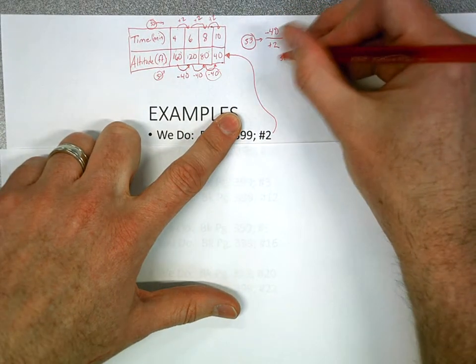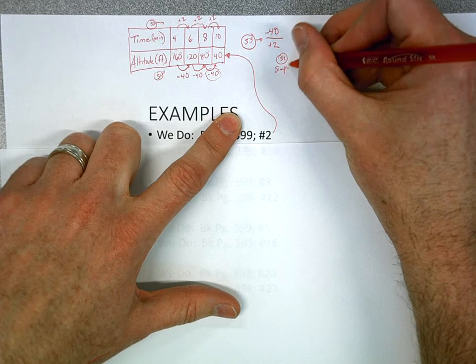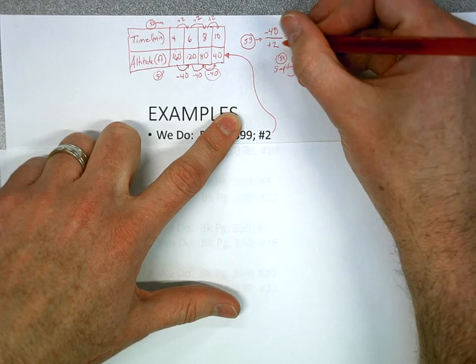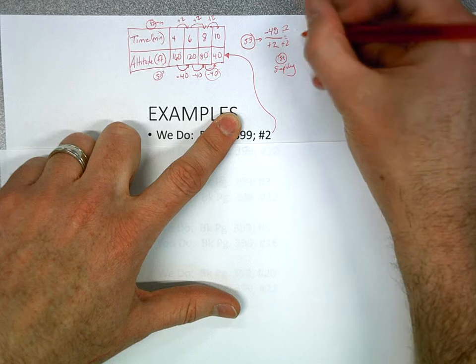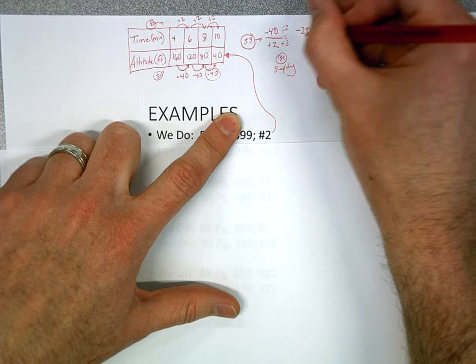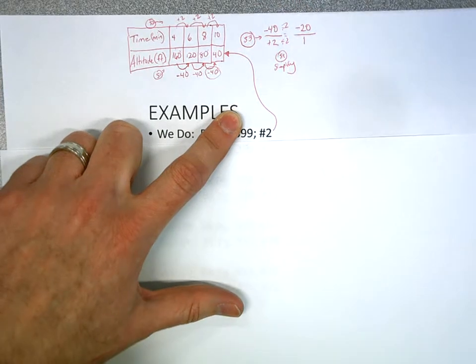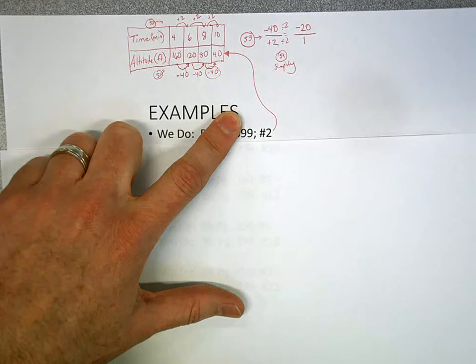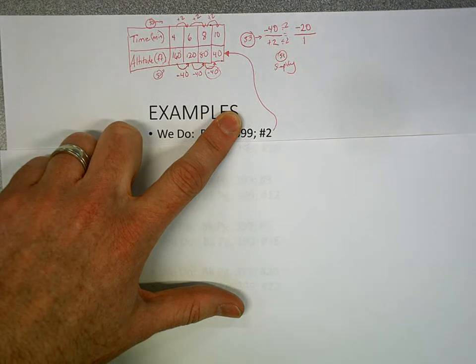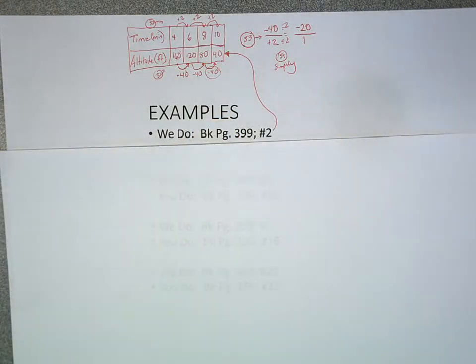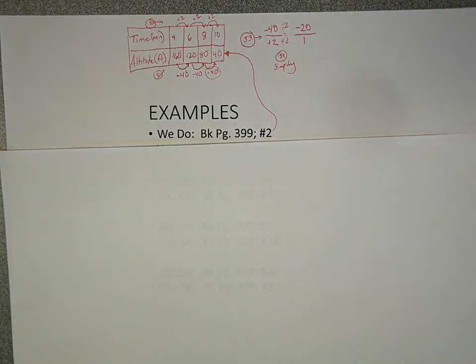Step 4 is simplify. Well, I divide both by 2, right? That's what it means to simplify in this case. It's a decrease of 20 over 1.